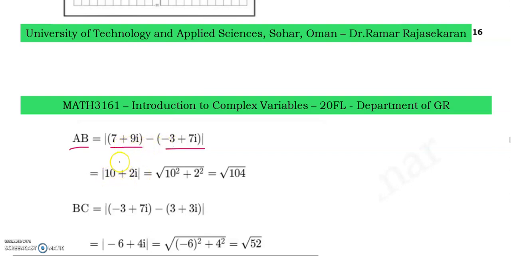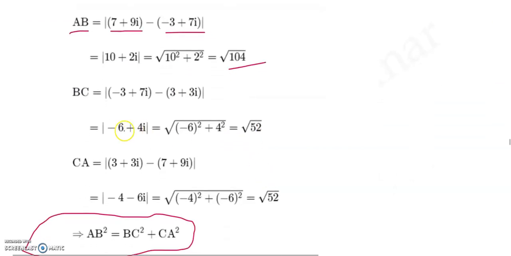After simplifying, this is modulus because we are finding the distance, so you put the modulus sign. Now here, square root of a squared plus b squared is nothing but square root of 104. Similarly, you find the distance between the points B and C, so that now the value is square root of 52. Similarly, you find CA, value is square root of 52.